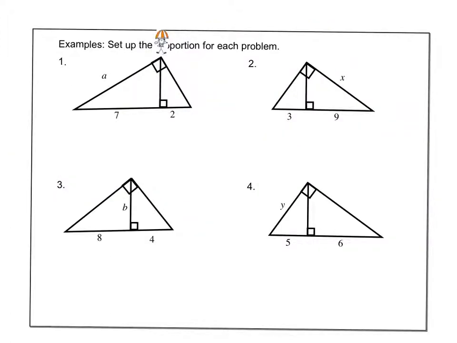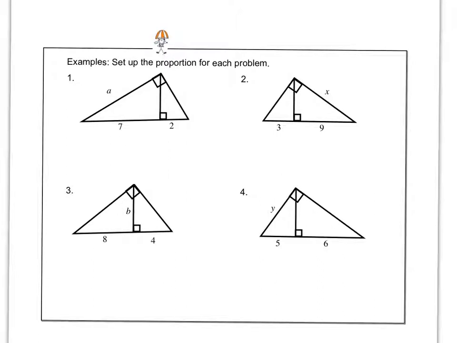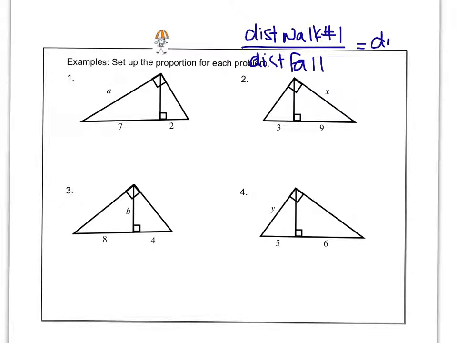So here's what your problems are going to look like. We're going to walk through how you would set these up in terms of the proportion based on the story. So again, remember the setup is the distance he walks, number 1, over the distance he falls equals the distance he falls. That's always going to be across from each other, diagonal from each other, over the distance he can walk, number 2. Those will be two different numbers for walk number 1 and walk number 2.